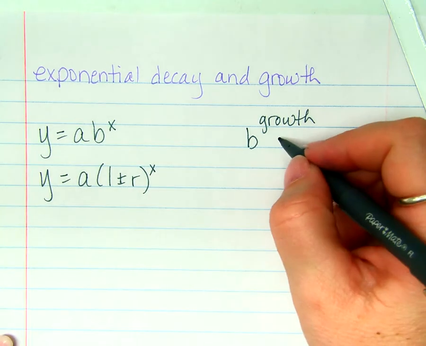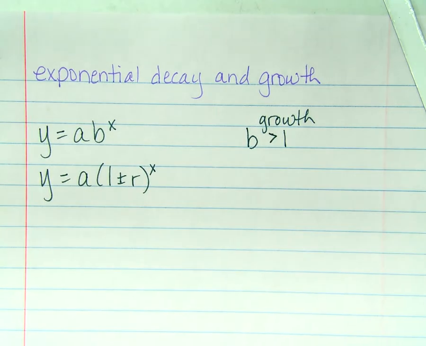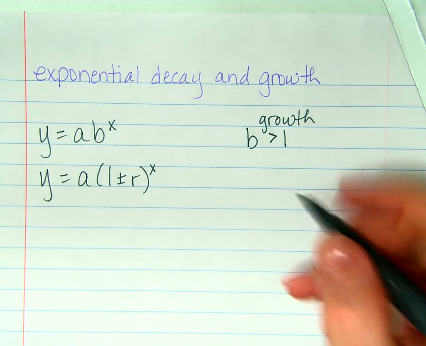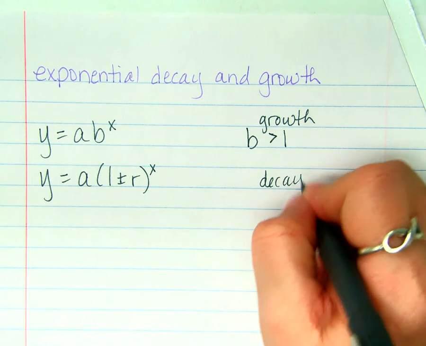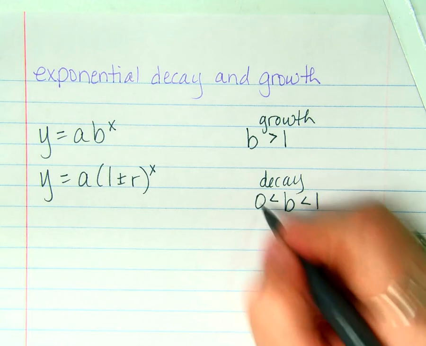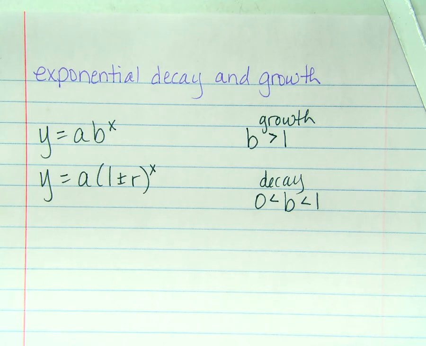I'll give you a hint. If b is greater than 1. That was a good hint, huh? Yeah, that's the answer. Okay? If b is greater than 1, then it's going to be exponential growth. How are we going to tell if it's decay? If b is less than 1? Close. Yes. That's much better. Between 0 and 1. Okay?